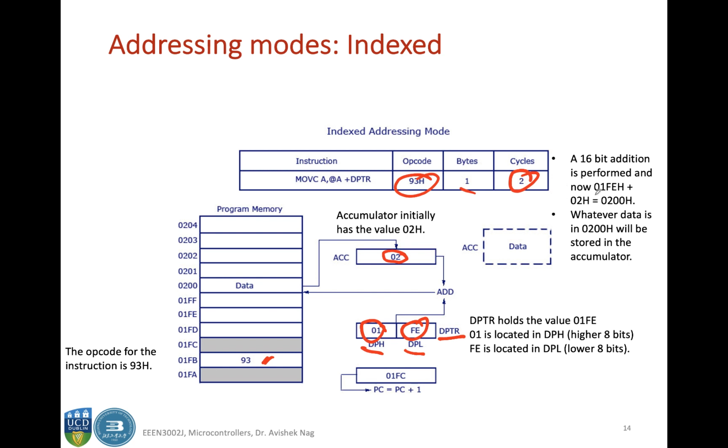and it will perform a 16-bit addition. Okay. So the 16-bit addition will give you 01FE plus 02, which will be giving you this 16-bit number 0200. Okay. So 0200 is the address from where my data will be moved. So 0200 is this address and my data resides there, and this data will now be moved to the accumulator. Okay. And since it's a 1-byte instruction, the program counter will be incremented by 1 byte.